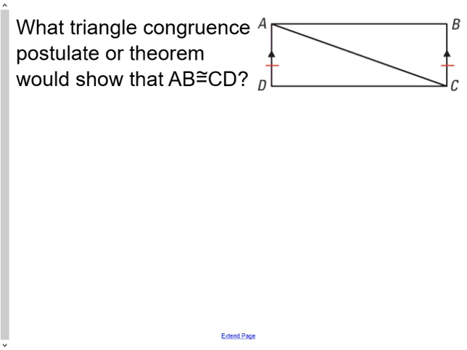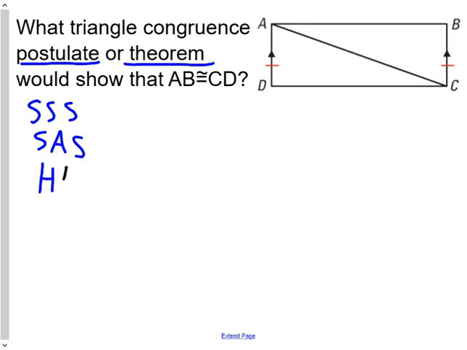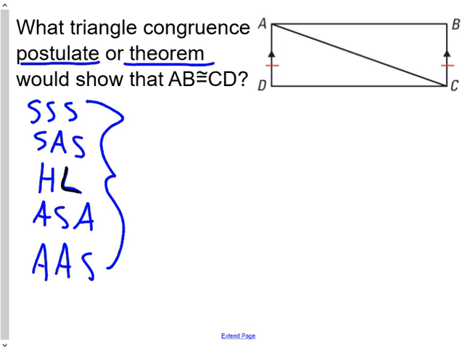One more example. What congruence postulate or theorem would show that AB is congruent to CD? Now again, this is a combination, right? We want to talk about which of the three letter methods it is. This is what they mean by postulate or theorem. Right? We've got all these options for you. Right? Which one of those? And then we're going to use the corresponding parts of congruent triangles are congruent, right? The definition of triangles being congruent to finish it off.